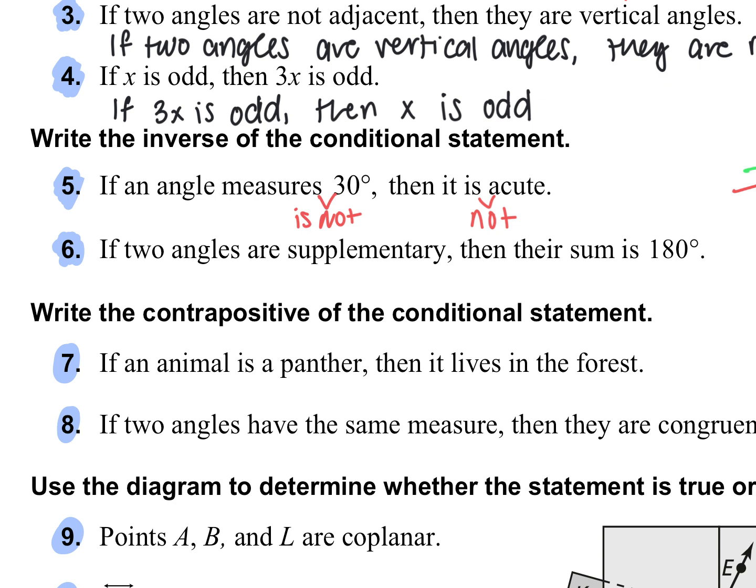I have a question. What's your question? So basically, for inverse, you add not for both. Well, it depends. You're writing the opposite of it. So if you already told me if an angle measures 30 degrees, then it is not an acute angle. If they put the not there already, then I'm taking the not out. Okay? If two angles are not supplementary, then their sum is not 180. Good. All right, inverse, you're just negating it.